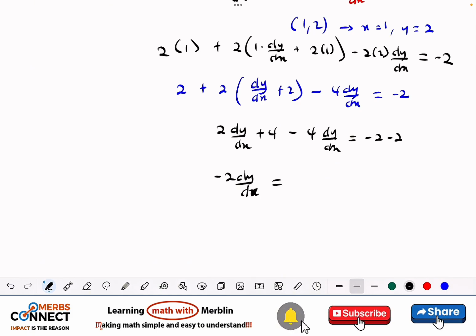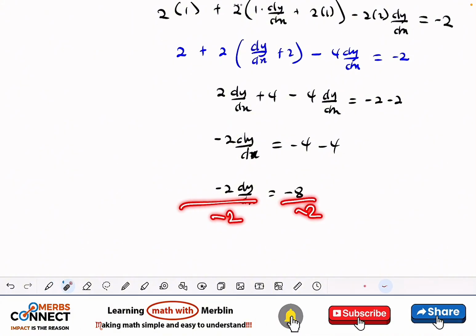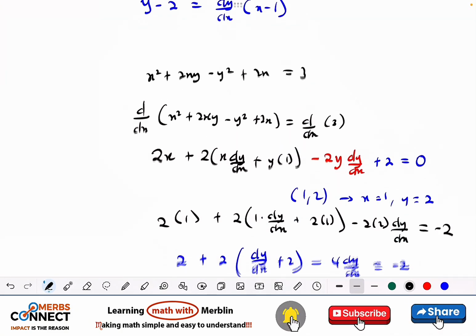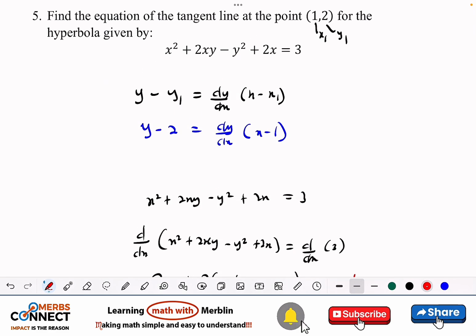And then I'll move the 4 to the other side. So this one is going to give us minus 4. And when I move the 4, I get another minus 4. So I'm going to have minus 2 dy over dx, which is equal to minus 8. And then I'll divide this one by minus 2, divide this one by minus 2. And dy over dx will be equal to 4. So this is the slope. So that was the hard one that we needed to find. So now the slope is 4.